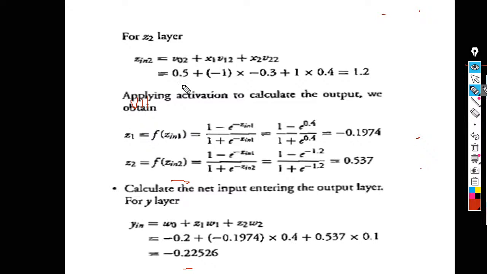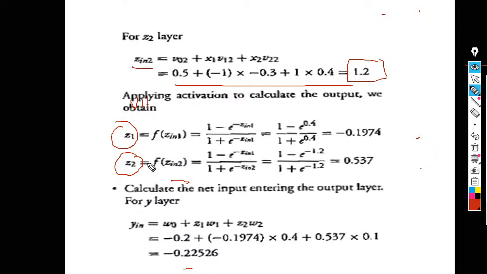Okay. So z in 2 will be V02 plus x1 V12 plus x2 V22, and if you calculate, you will get 1.2. So we got z in 1 and z in 2. Now what we have to do is substitute inside the function to calculate the z1 output. z1 is the output of the z1 hidden unit, and z2 is the output of the z2 unit.